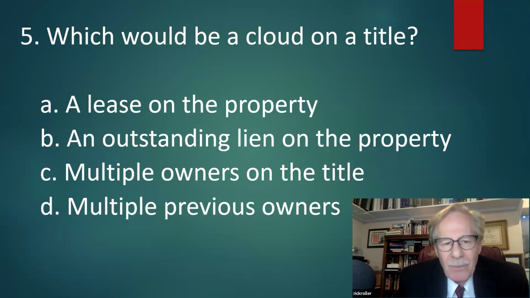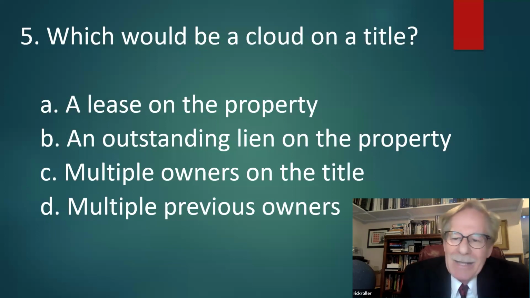Well, if you're leaning towards an outstanding lien on the property, that's really going to put a cloud on the title. That could be a mechanics lien, it could be a first or second mortgage, it could be a tax lien. There are lots of different kinds, but a lien has something to do with money, and there's a lien on the property. So the answer in number 5 is B.